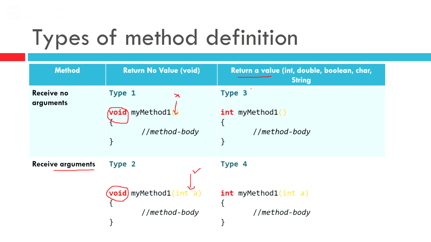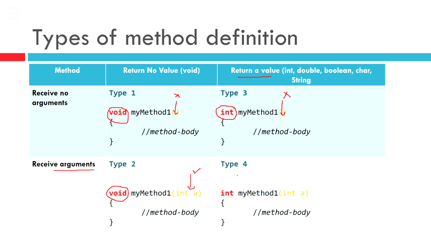For example, type 3 method definition. So type 3 method definition return a value. That's why its return type dia adalah integer. So this is only an example. The integer ni can be double, boolean, char or string. Doesn't mean that when you return a value you can only use integer return type. No, it can also be double, boolean, char or string. And then as you can see in this bracket there is no parameter. No parameter means that your method will not receive any argument to process in the method body.